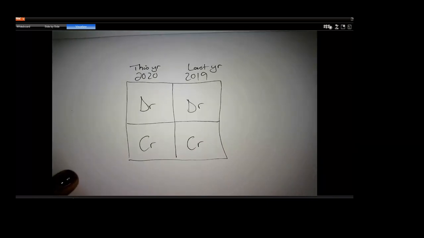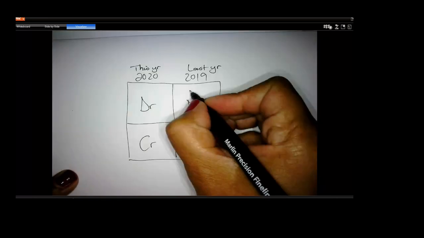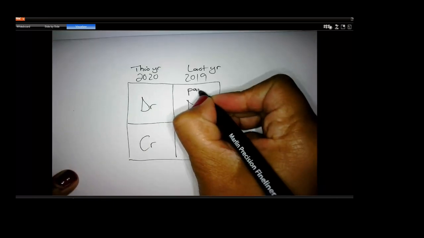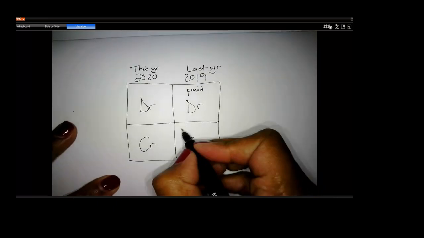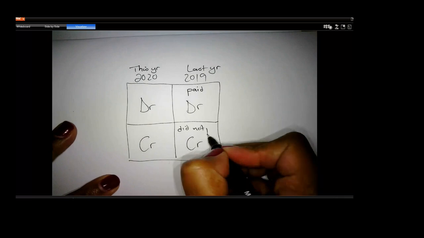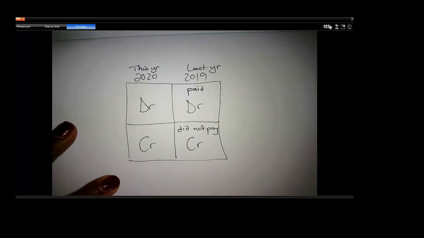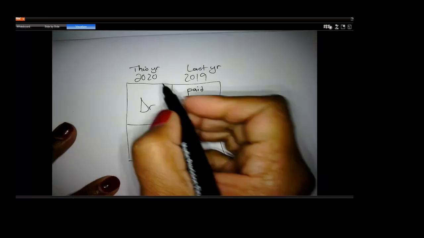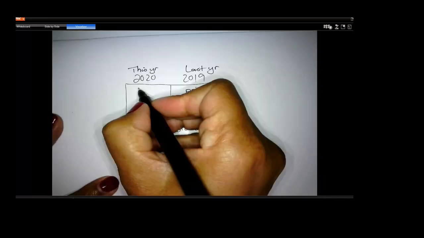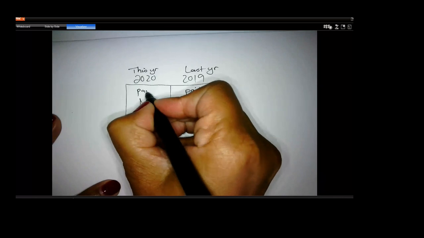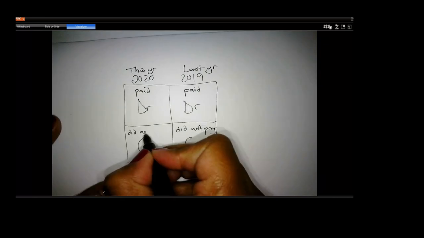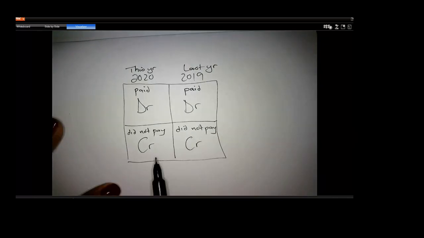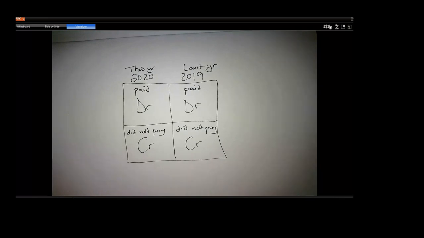Now, what does the debit balance mean? The debit balance means that I paid. I paid last year, and the credit balance means I did not pay. I still owe. I did not pay. The debit here means that I paid or overpaid, and they owe me. I overpaid, so they owe me. And the credit means I did not pay. So the credit at a particular time shows an outflow or an inflow. Right, so you've got that.